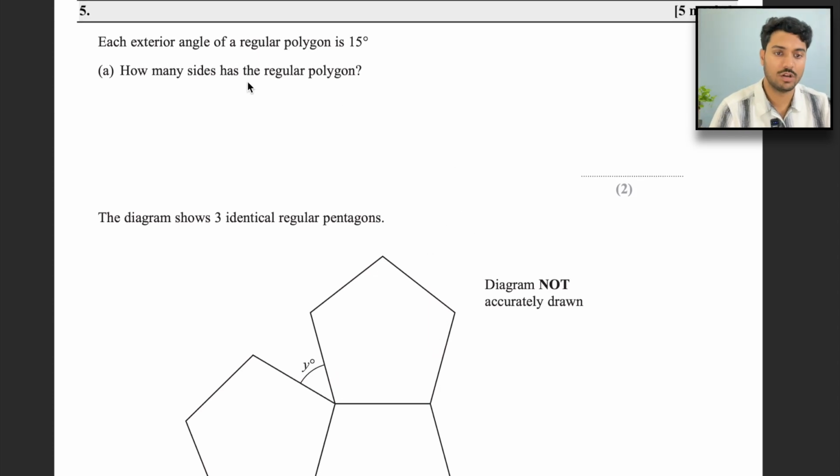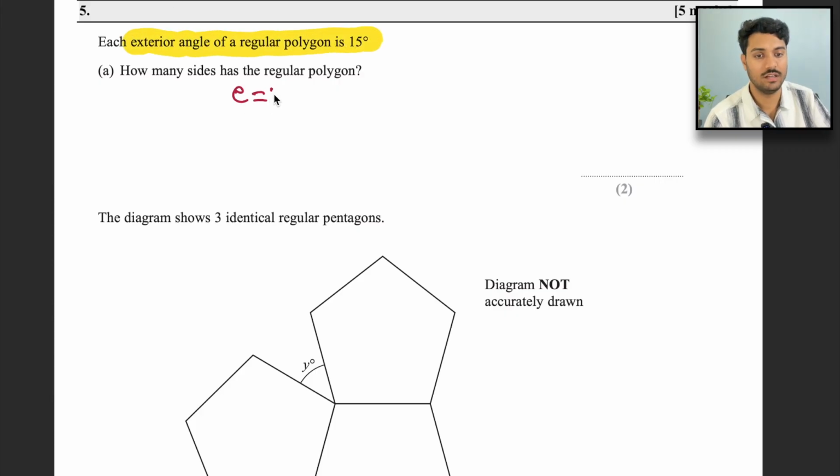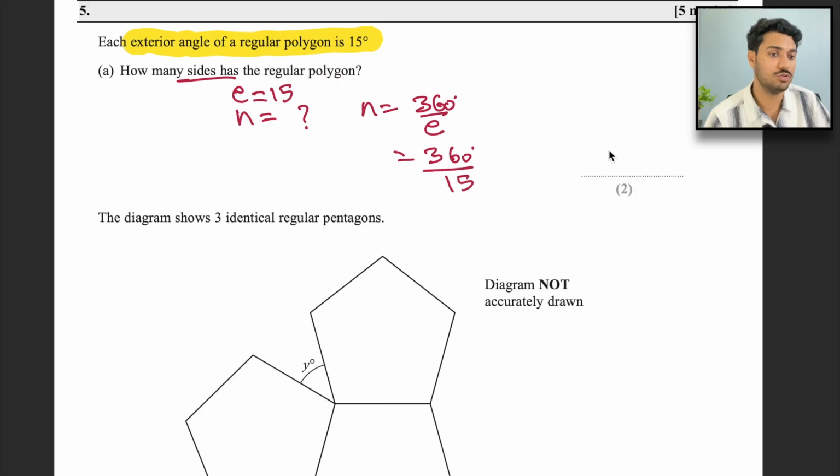Each exterior angle of a regular polygon is 15 degrees. How many sides has the regular polygon? The exterior angle of a regular polygon is 15. E is 15 and they're asking us for the number of sides, so n is missing. We know that n equals 360 degrees upon e. So this is going to be 360 degrees upon 15, which is 24 sides.